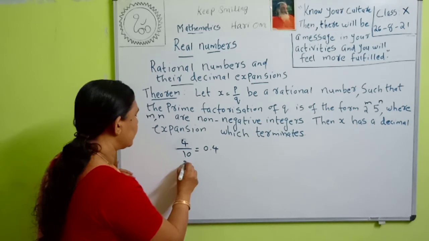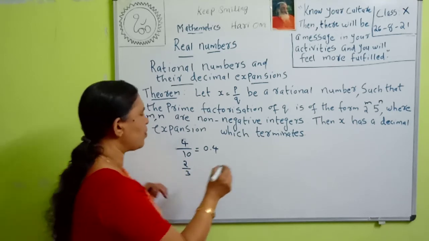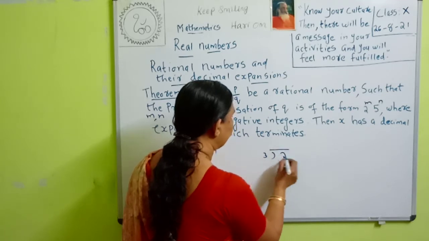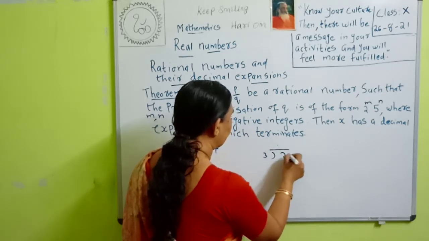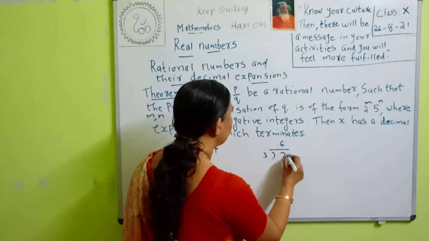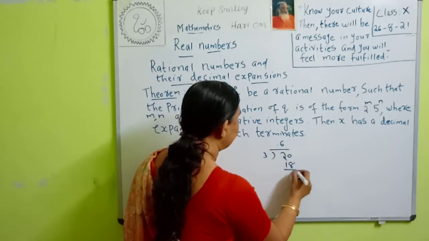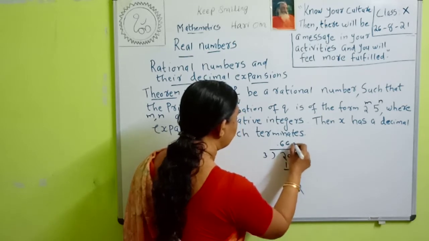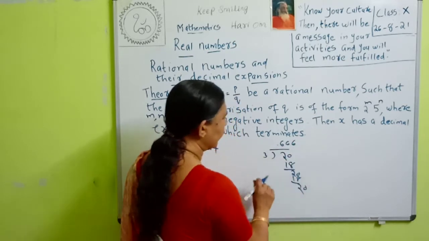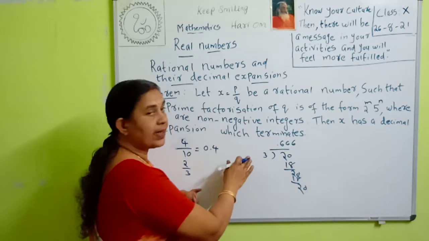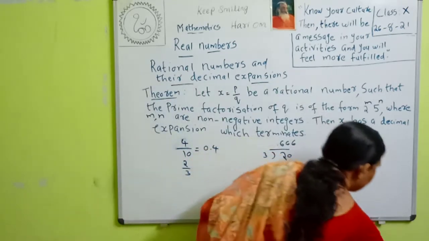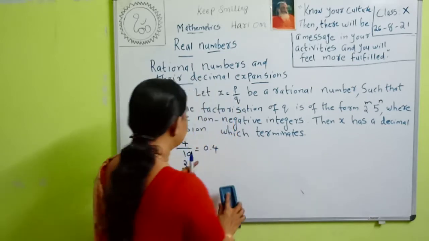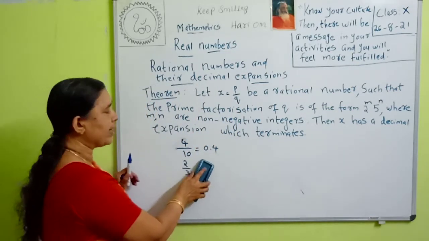Then 2 by 3. What is 2 by 3? 2 divided by 3. We can divide 2 by 3. 3 6 are 18. Then 2, then 20. 3 6 are 18. Then the decimal expansion will never end. So it is called a non-terminating decimal.